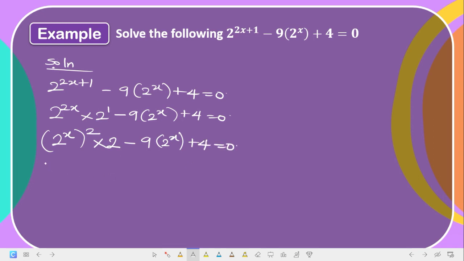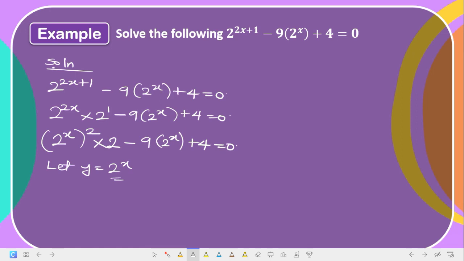Now from here, we can say let y be equal to 2 raised to the power of x. Now if y is equal to 2 raised to the power of x, what does it mean? It means that wherever we see 2 raised to the power of x, we are going to put the value of what?